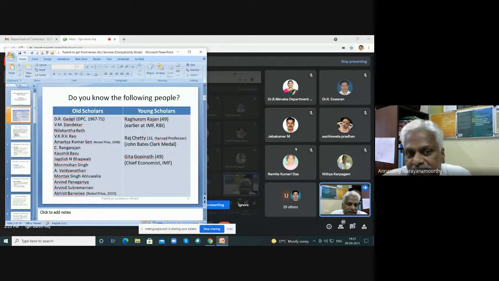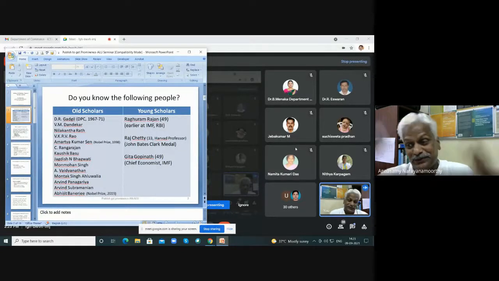Raj Chetty, another person, is just 33 years old, a Harvard professor. He got the John Bates Clark Medal. Why I say this is, it is called the American Nobel Prize. That medal, which is given to an economist, is called the American Nobel Prize, because almost 90% of the scholars and researchers who received this award also receive a Nobel Prize. You see, such a huge award.